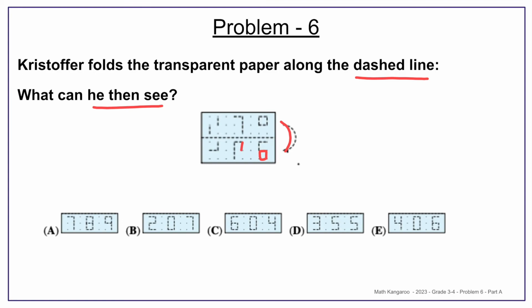This one is starting here and goes this way. This one is here and this comes here. So we make it 406 and this is our option E. That's our answer. Great. Let's move on to the next challenge.